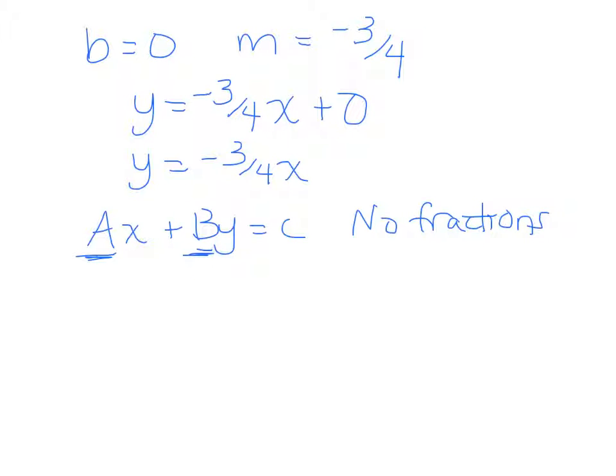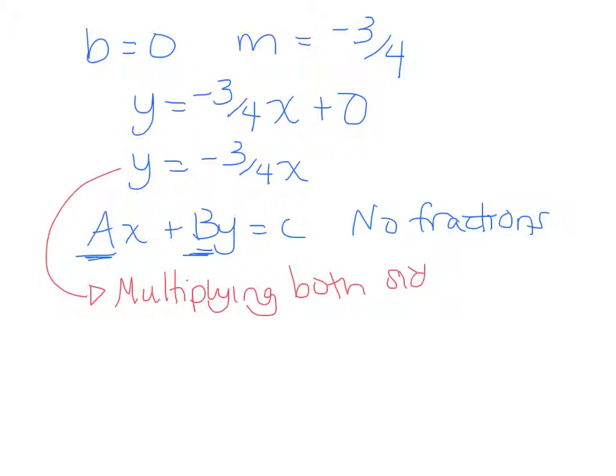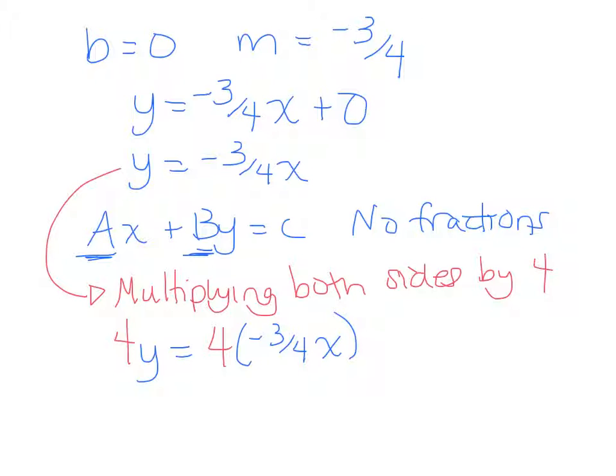The first thing I want to do, you can do one of two things here, but what I choose to do is first eliminate that fraction, and I'm going to do it by multiplying both sides by 4. This will completely eliminate the fraction. So whenever I multiply by 4 here, what I'm left with is 4y equals negative 3x.